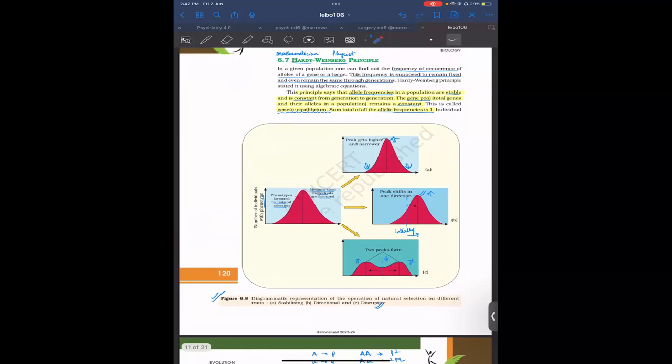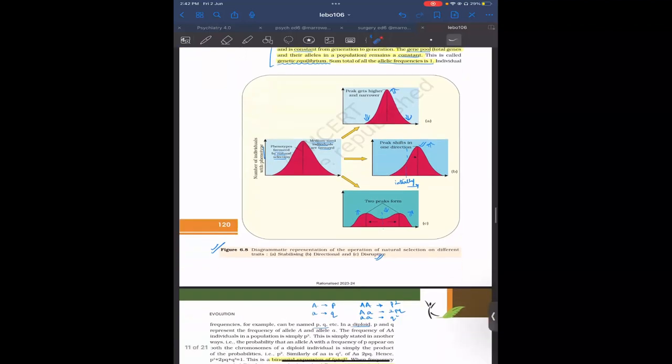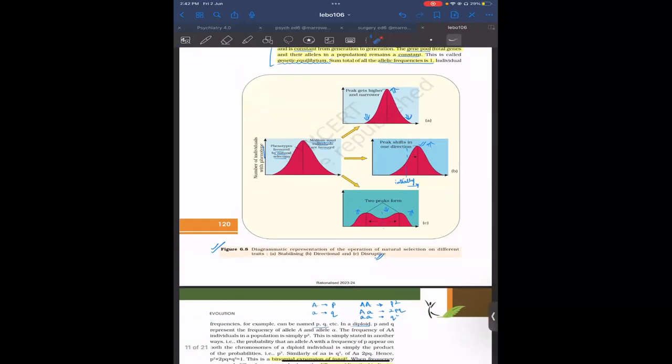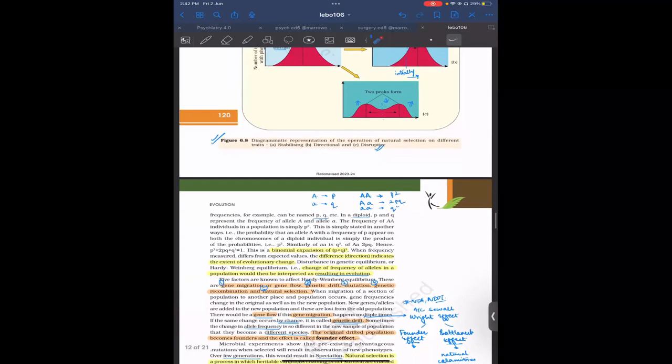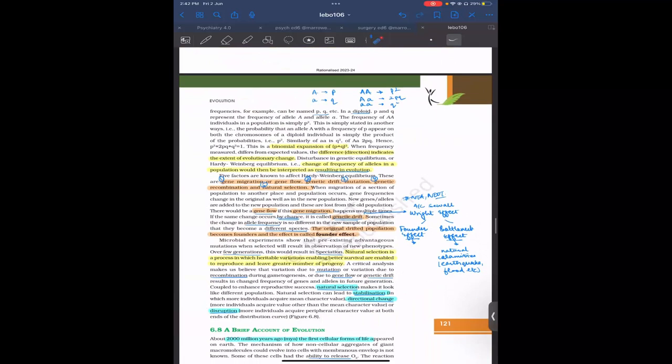The principle says that the allele frequencies in a population are stable and constant from generation to generation, and the gene pool is also constant, and the sum of the allele frequencies is one. This is called a genetic equilibrium. And if there is any shift from the genetic equilibrium or the frequency of the alleles, then it is called evolution and development of new species.